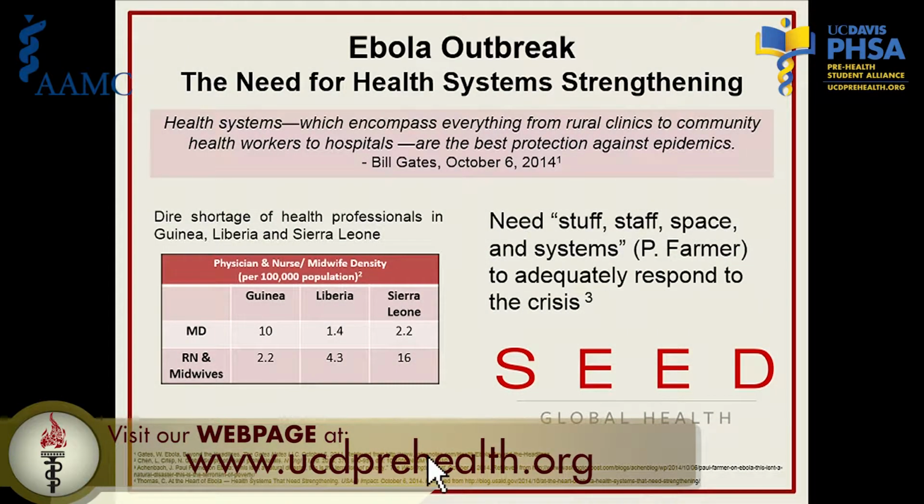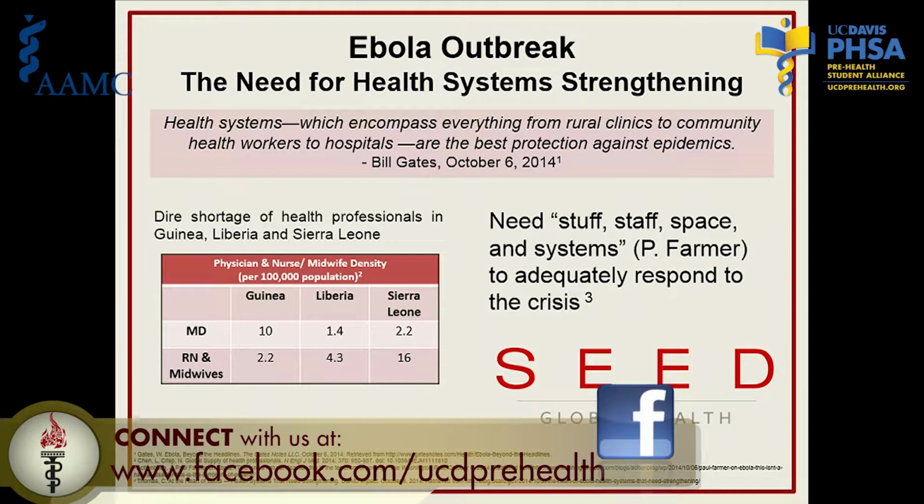These are in three countries that are struck by Ebola. So in Guinea, it's 10 to 100,000, with 2.2 nurses and midwives to 100,000 population. In Liberia, it's 1.4 doctors to 100,000 patients. In Sierra Leone, it's 2.2 doctors per 100,000 patients.